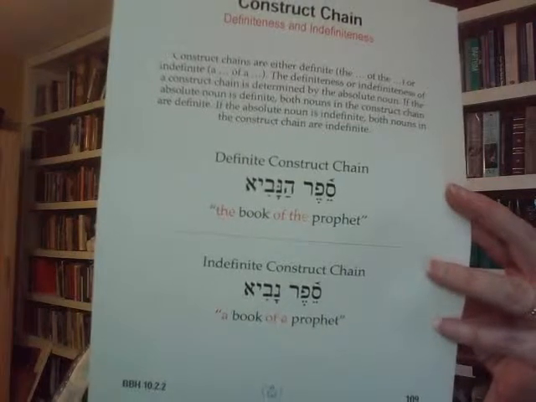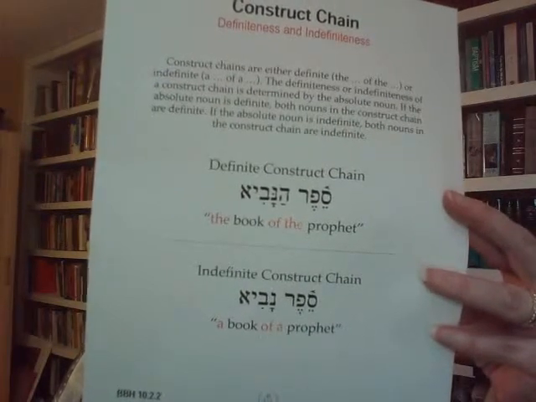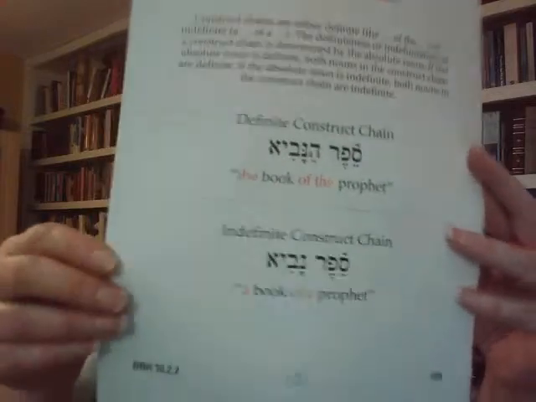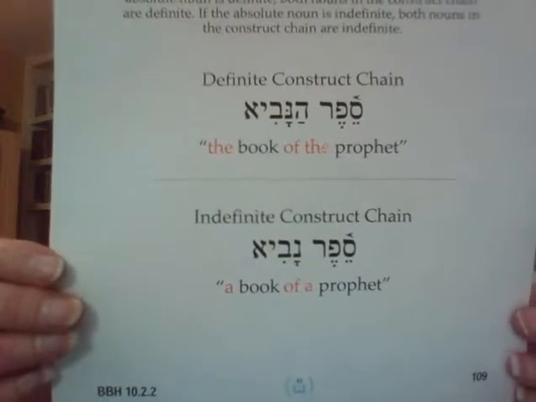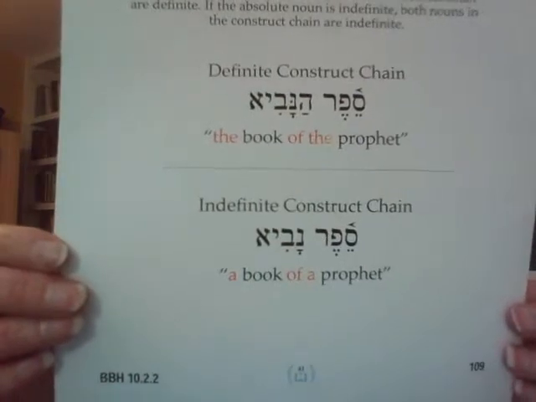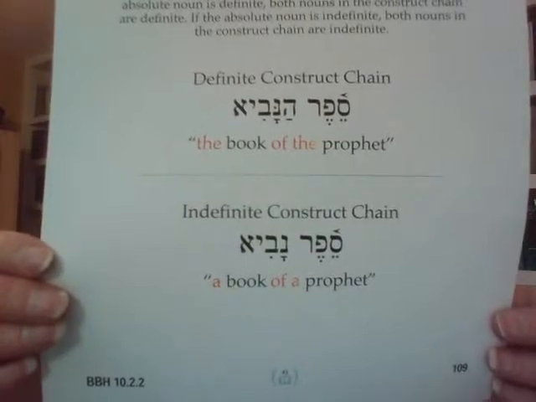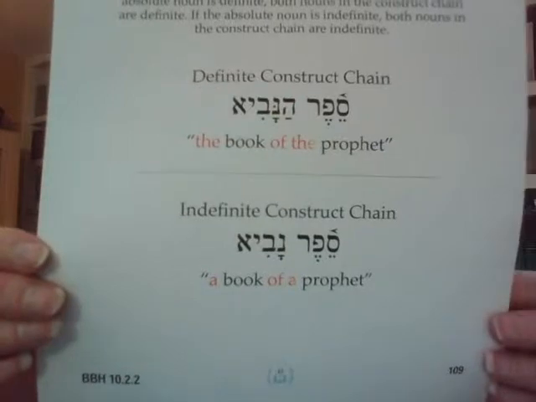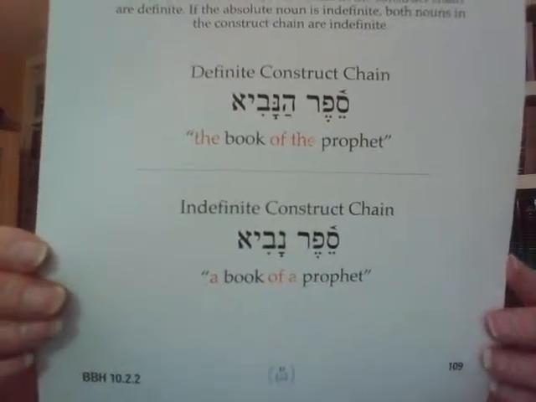If the absolute noun is definite, so are all the construct nouns linked to it. If the absolute noun is indefinite, so are all the construct nouns linked to it. So here I have some examples for you. The definite construct, we have Sofer HaTorah, I'm sorry, I just said that one. Sofer HaNavi, the book of the prophet, because Navi is prefixed with the definite article Hey, it's going to carry over to Sofer. So, the book of the prophet.